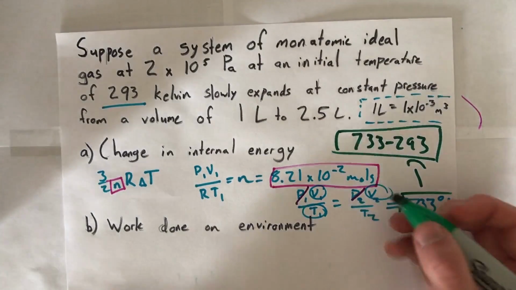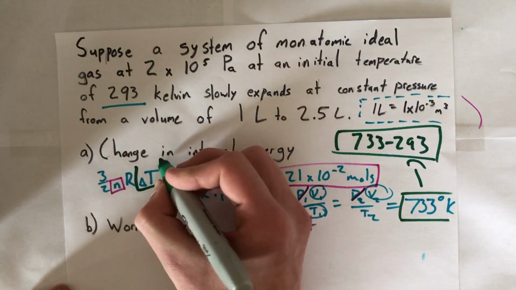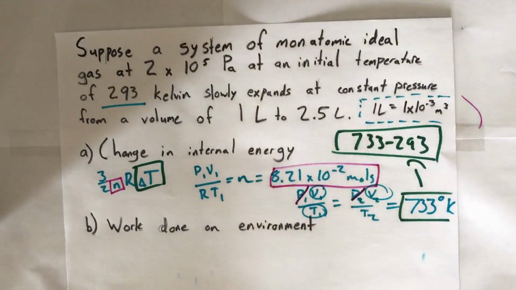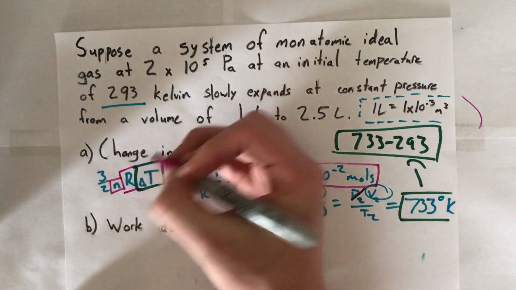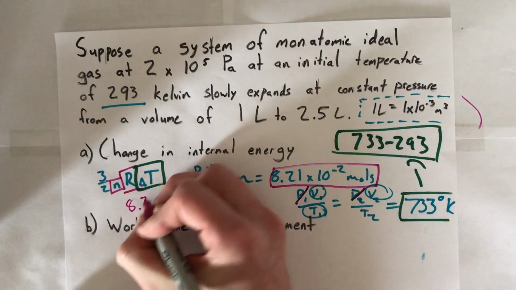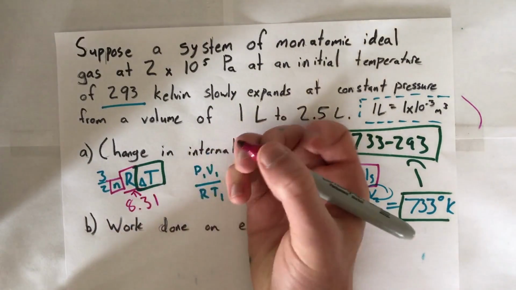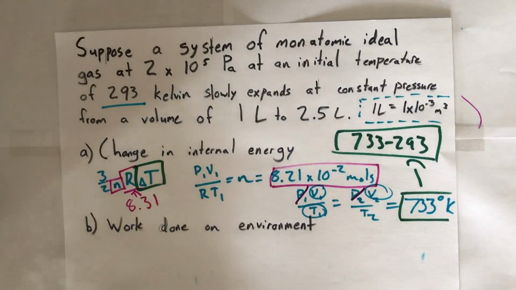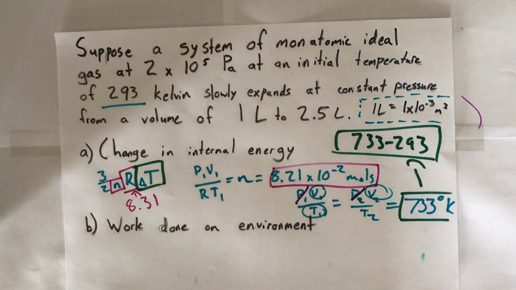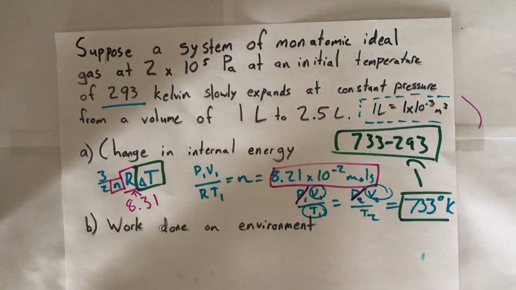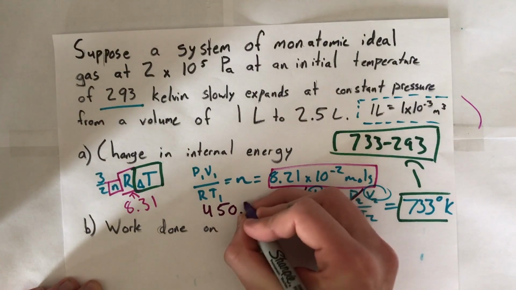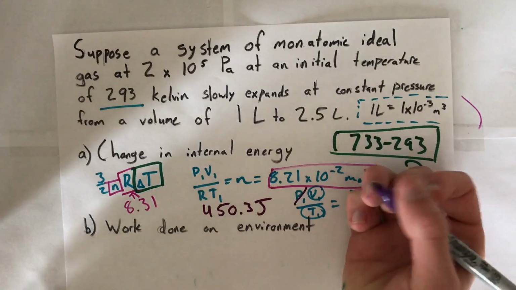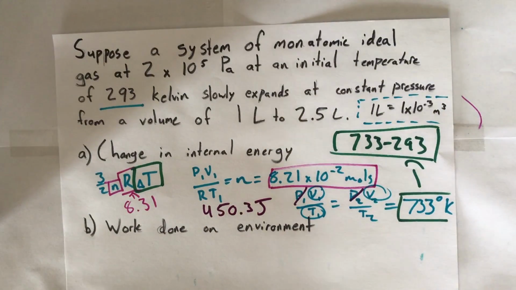And there's there. And then we plug that in right here. R, as I said before, we'll circle that with this, 8.31 will go in there. And to make this long story short, we will end up with 450.3 joules as our change in internal energy.